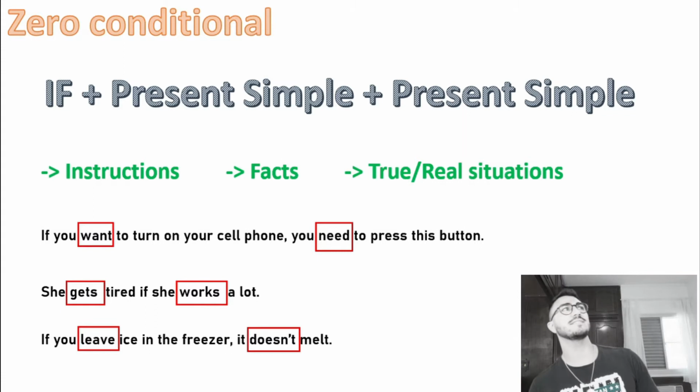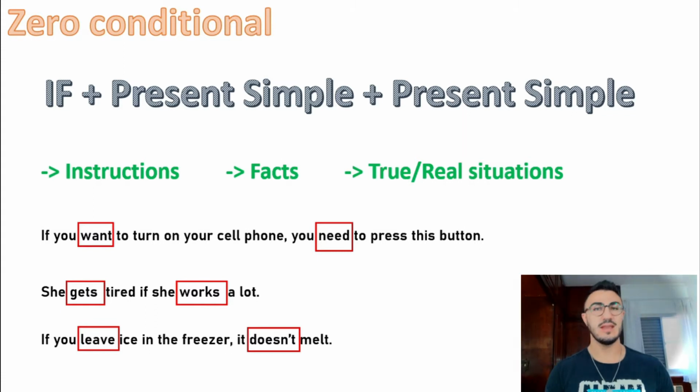But can I use negative, teacher? Yes, you can. Okay, no problems, as long as you respect the structure, as long as you respect the rule, okay? Present simple, all right? And take a look at the second example. I inverted the position of if. She gets tired if she works a lot, or if she works a lot, she gets tired. Okay, I can also invert the positions. No problems. Okay, great. So this is the zero conditional.